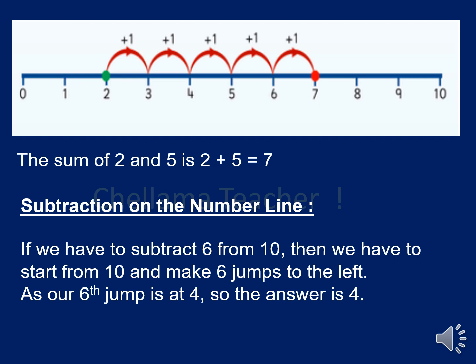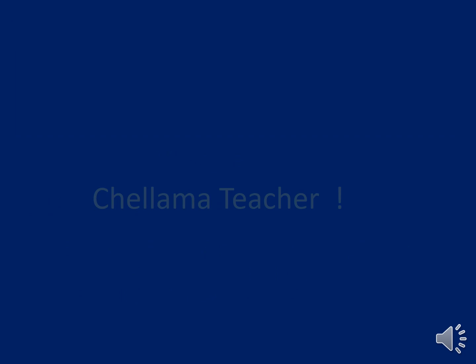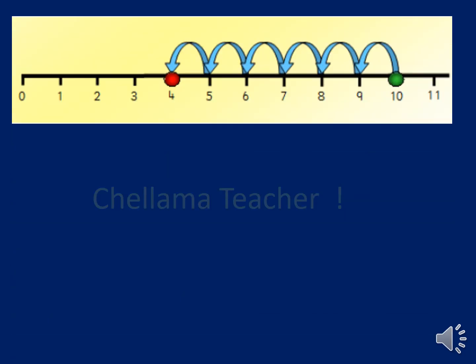Now subtraction. Subtraction on the number line. If we have to subtract 6 from 10, then we have to start from 10 and make 6 jumps to the left. As our sixth jump is at 4, the answer is 4, which is shown clearly in this picture.